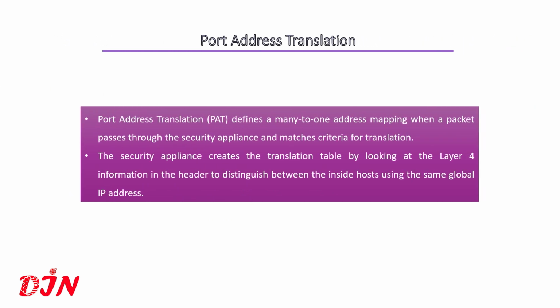Port Address Translation defines a many-to-one address mapping when a packet passes through the security appliance and matches criteria for translation. The security appliance creates the translation table by looking at the layer 4 information in the header to distinguish between the inside hosts using the same global IP address.